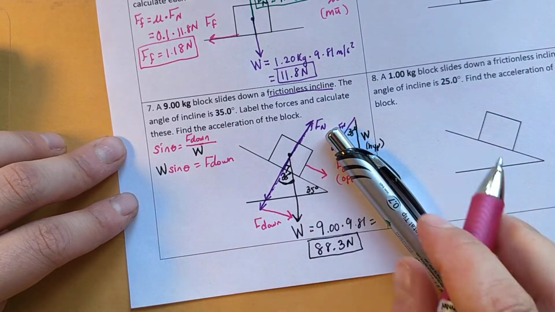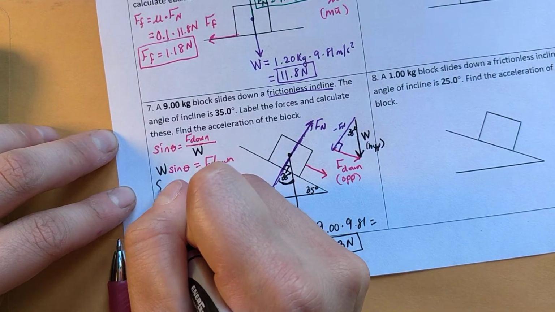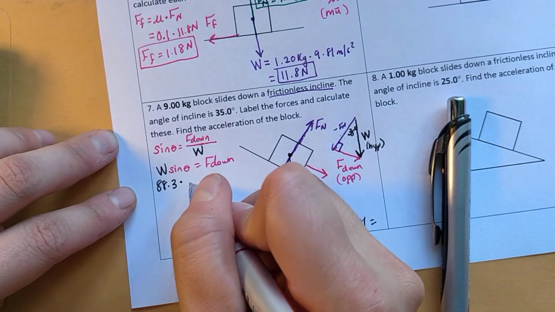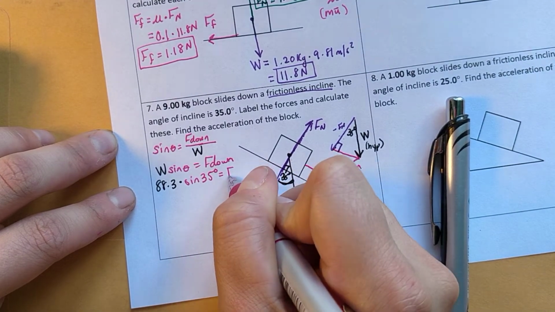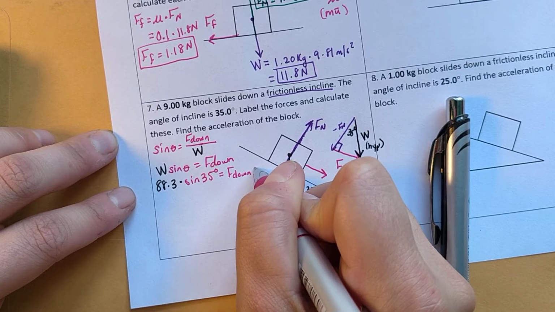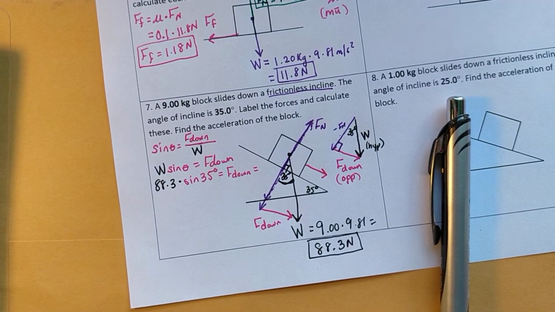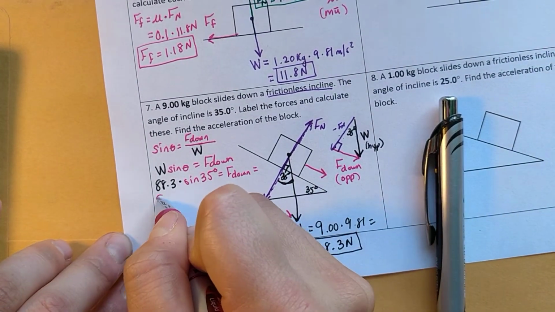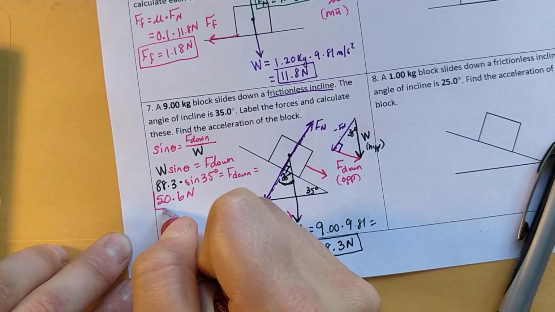So let's calculate. We already have the weight. It's 88.3 times sine of 35 degrees gives me my FD, my force down, and that is equal to 88.3 times sine of 35. Make sure your calculator is in degrees, and I have 50.6 newtons for the force down.